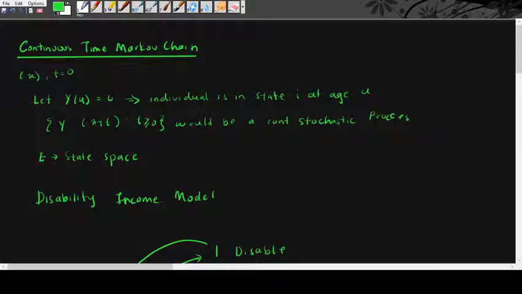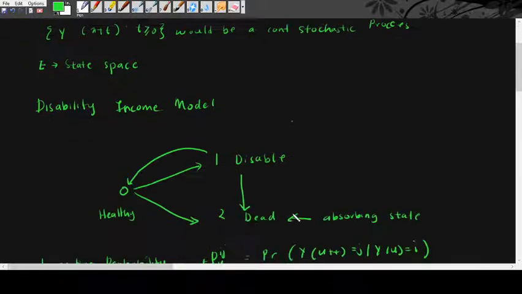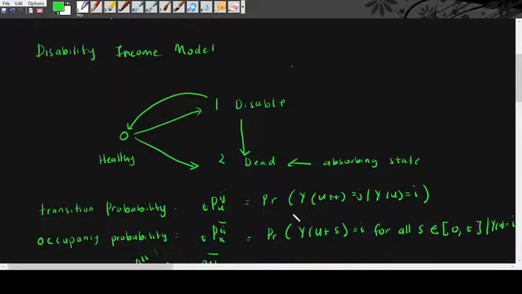Let's look at the disability income model. In the disability income model, a person can go from state 0 to state 1, or state 1 to state 0, or state 0 to state 2, where state 0 is healthy, state 1 is disabled, and state 2 is death. The individual can undergo a series of jumps until it ends at state 2.